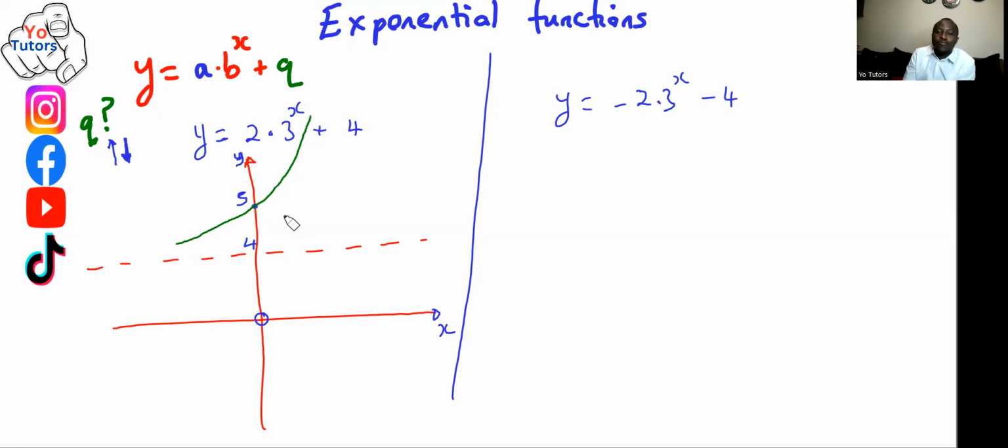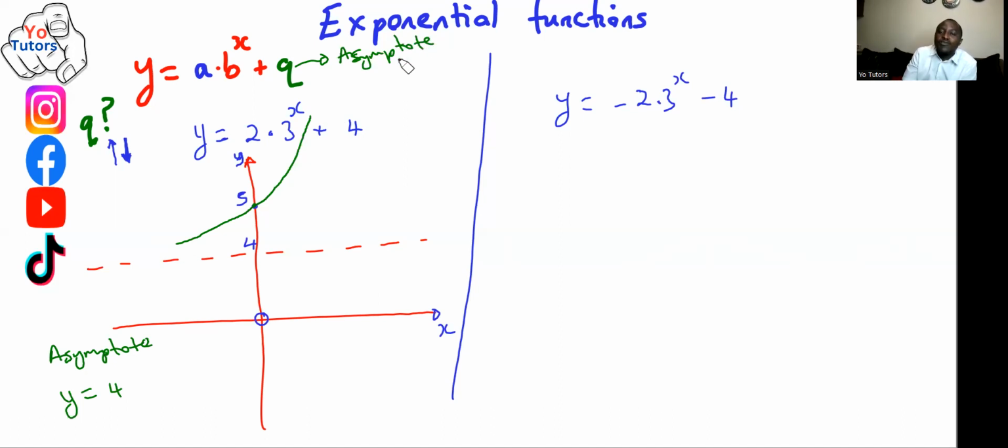That's how our graph will look. The graph is going up, and we have our new asymptote now. The asymptote in this case is y equals 4. It's no longer y equals 0. So this q here, we know that it's our asymptote.